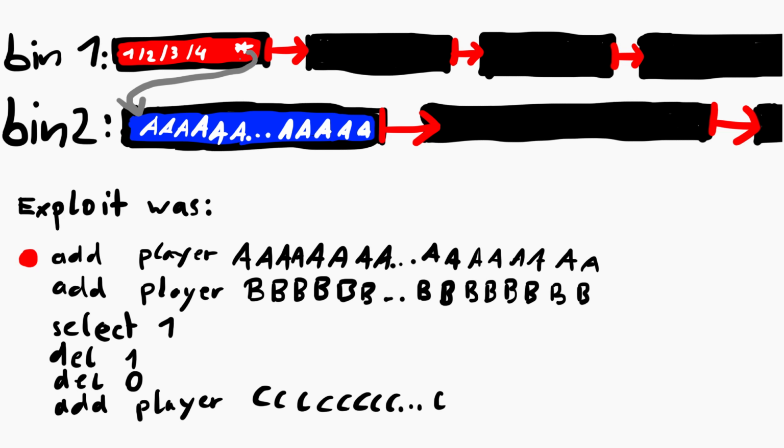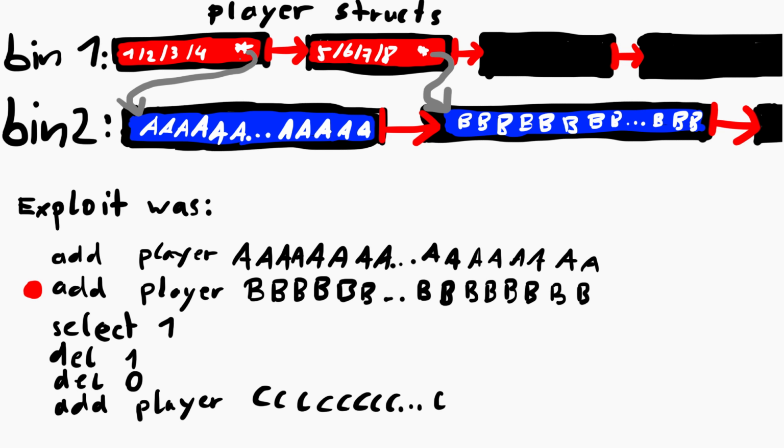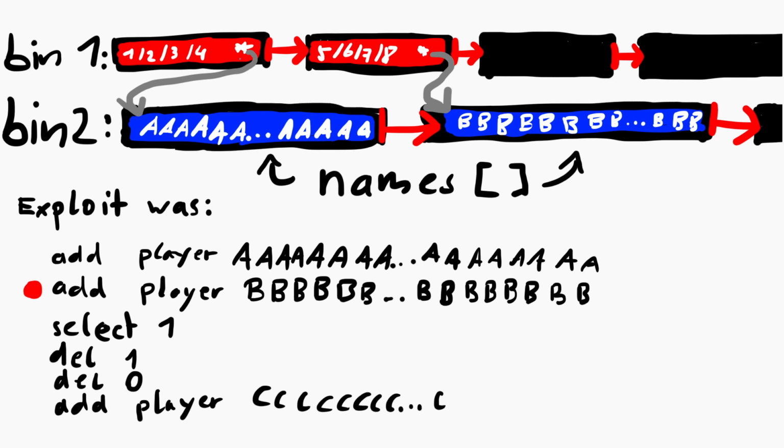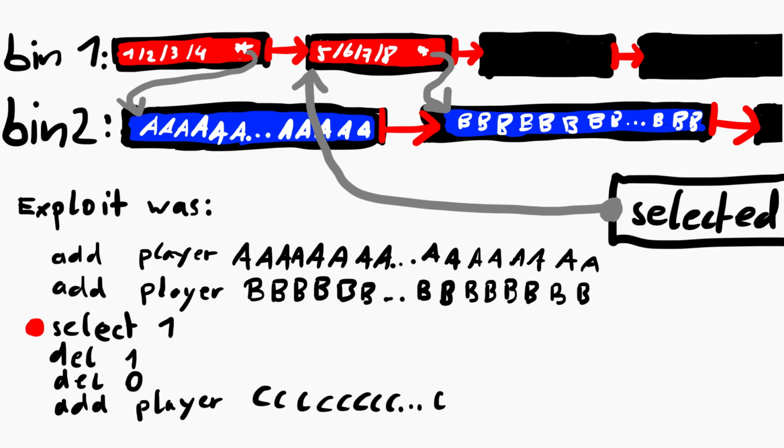So what is actually happening with the exploit is this. We add two players with 32-byte names. Now the player structs are placed in the same bin with their size of 24 bytes, but the names are larger and go in another bin. Now we select the second player, so we have the reference to this bin. Then we free the two players.